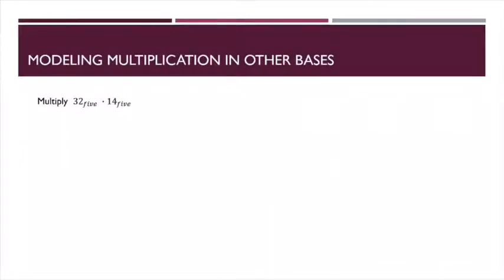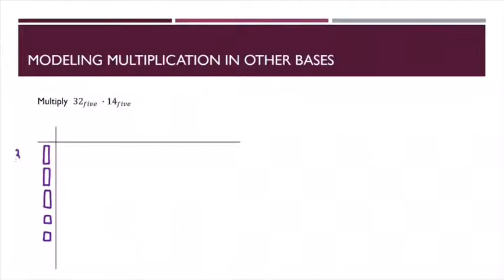Let's try this again, and I'm going to encourage you to pause the video and try this one by yourself and see how you do. And now that you've had a chance to do it on your own, let's go ahead and do it together. So of course 32 base 5 is going to be modeled by 3 longs and 2 units. And 14 base 5 is going to be modeled by 1 long and 4 units.